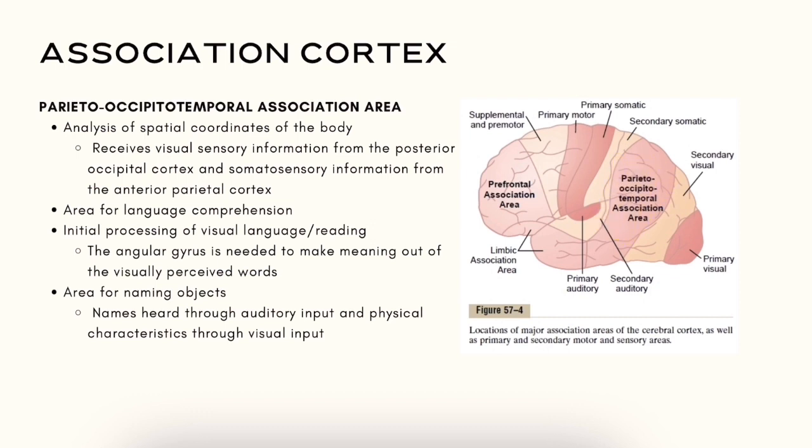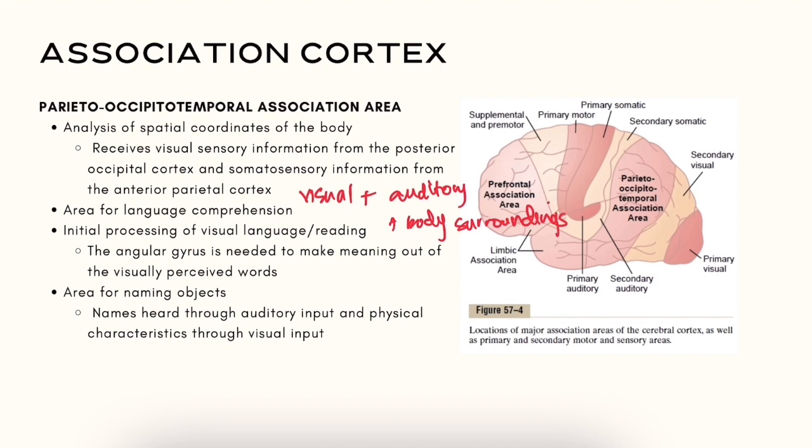So again, for spatial coordinates of the body, it would receive visual sensory information from the posterior occipital cortex and somatosensory information from the anterior parietal cortex. So when we're talking about spatial coordinates, it's essentially a combination of our visual, and then you would have your auditory, and on top of that would be your body surroundings.